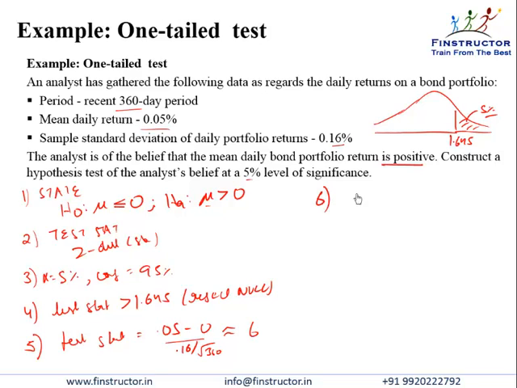Step 6 is to make a decision about the test. As 6 is greater than 1.645, we will reject the null, and we will conclude that the mean is greater than 0, or we conclude that returns are positive, and we will use it in whatever application we have. So this is the 7-step process of constructing and completing a hypothesis test.